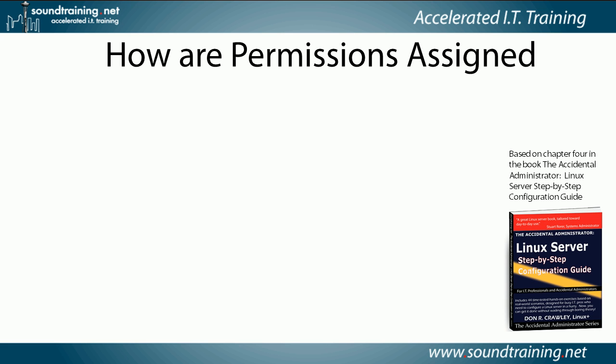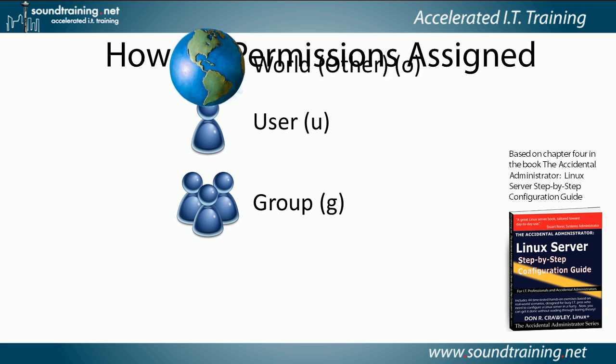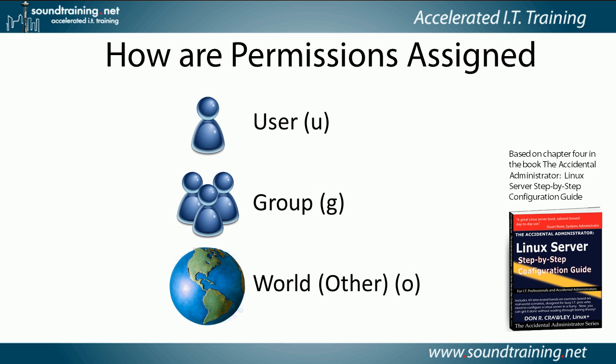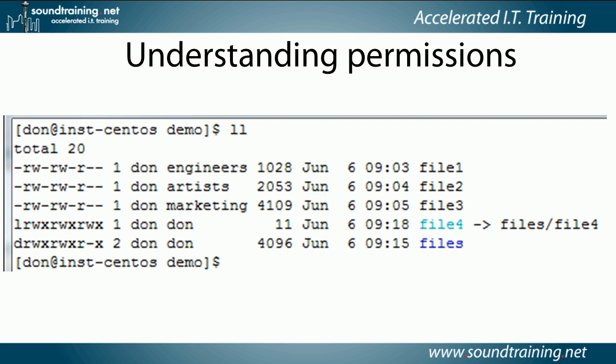Permissions are applied to one of three entities, or all three. First, the user, then the group, and finally, the world or other. The user represented by a small u, the group represented by a small g, and other represented by a small o. Understanding permissions is pretty straightforward, but let's go through it anyway.